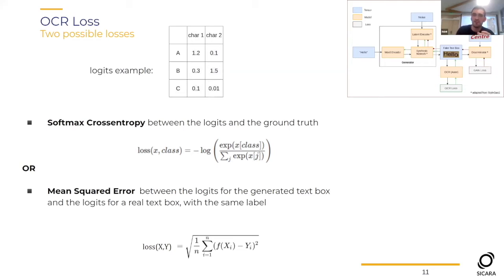Doing so, our classification problem becomes more of a regression problem, because the objective is no longer, as with the softmax cross entropy, to write the perfect text, but rather to write the text as it is on the image. So for now, just keep in mind that we can use both losses, and we'll discuss the results obtained for each loss later on.